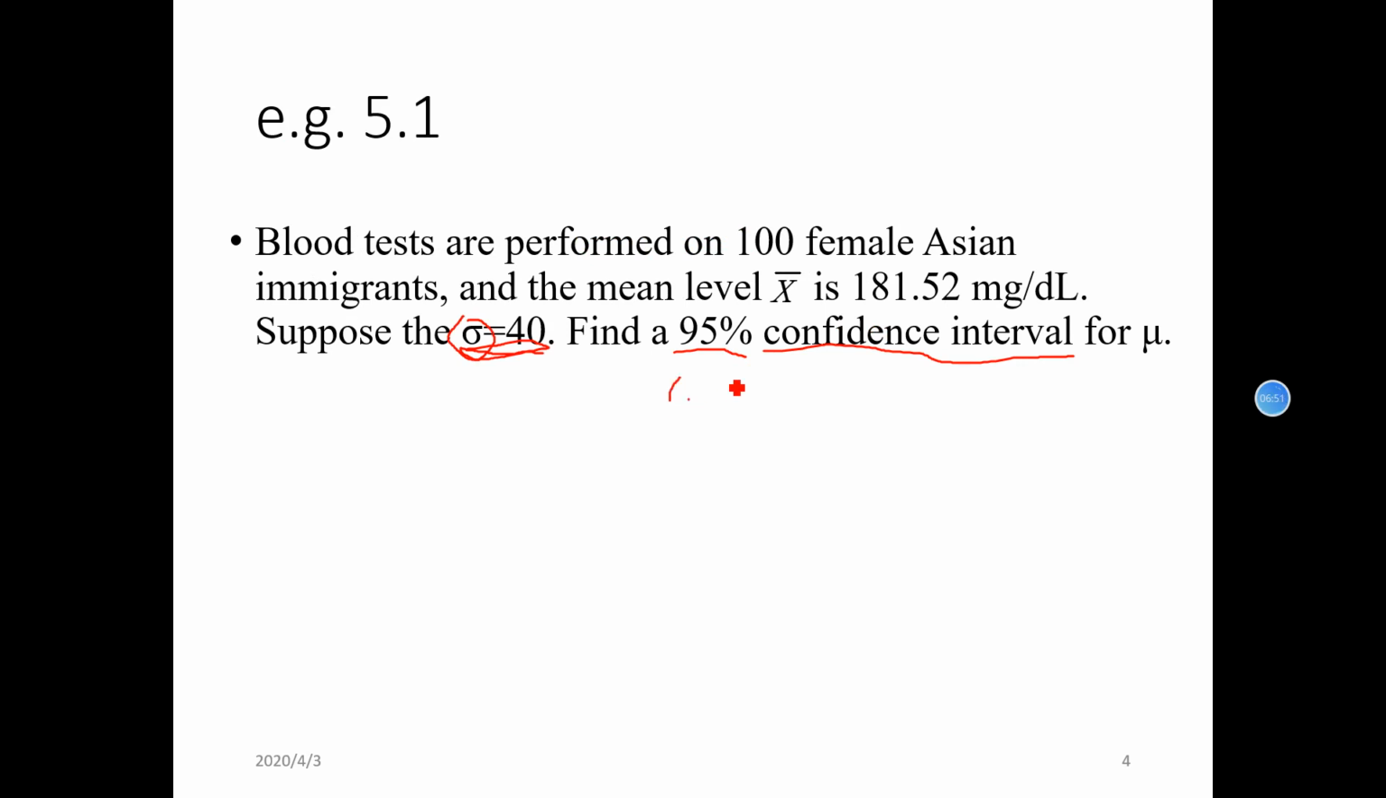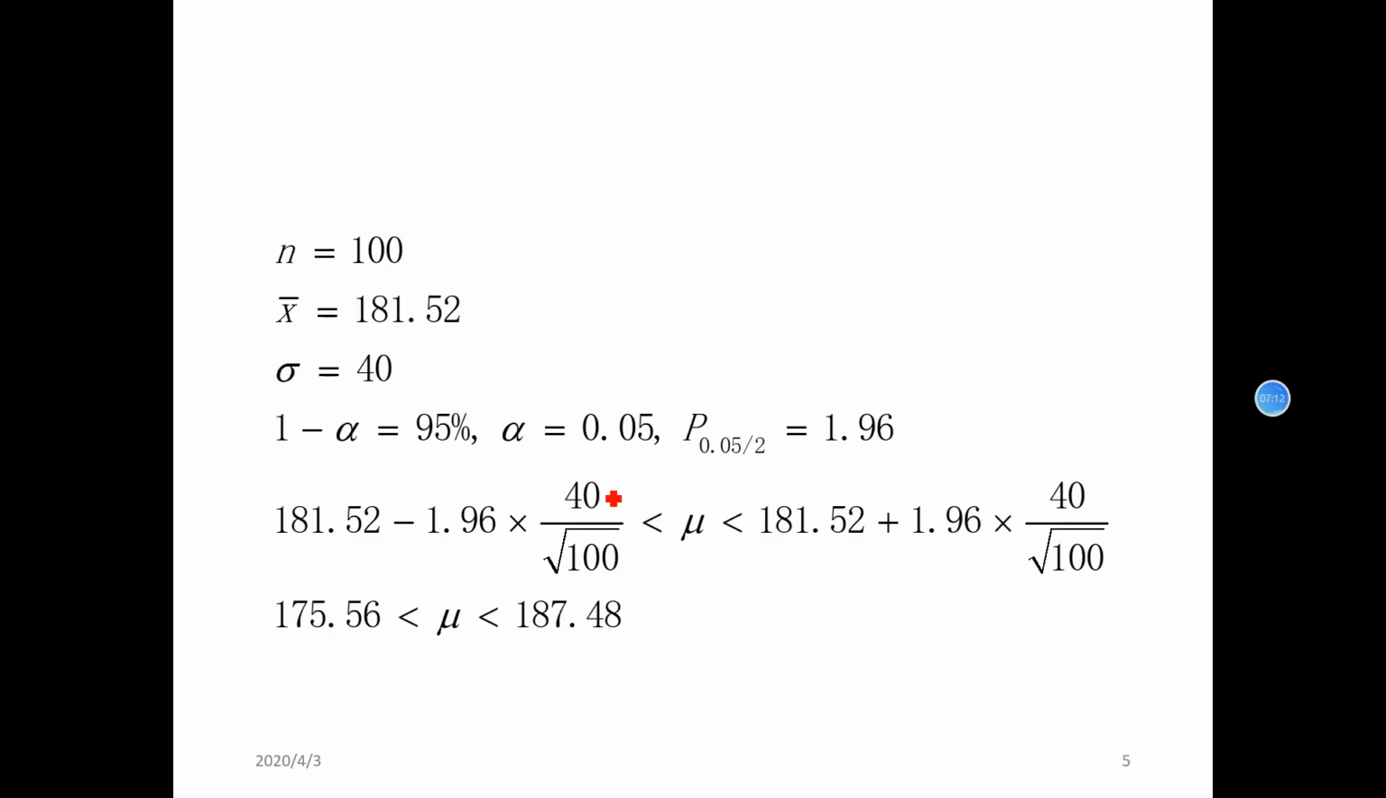So z half alpha is 1.96. We have mentioned that you need to remember this number: when alpha equals 0.05, z half alpha equals 1.96. Okay, so we just put all the numbers into the formula. This is X bar, this is z half alpha, this is sigma, this is the little n. So finally we get the answer. The 95% confidence interval is between these two numbers, 175.56 and 187.48. So that is the final answer to the question.